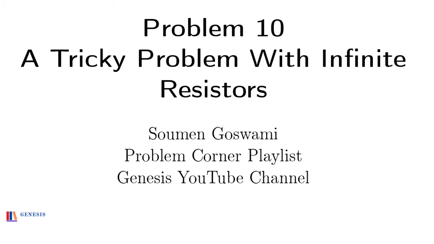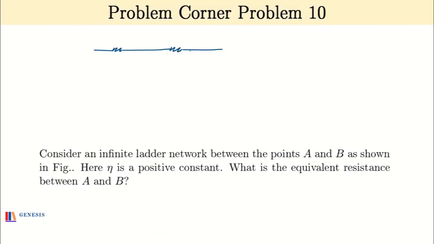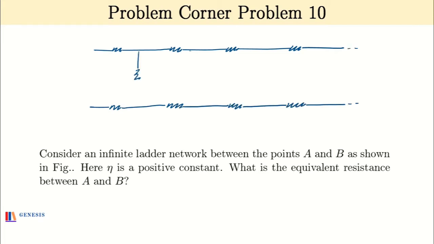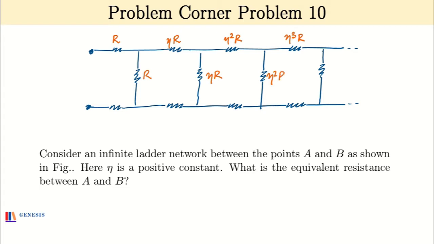Today's problem goes like this. Consider an infinite ladder network between the points A and B as shown in the figure. Here, eta is a positive constant. What is the equivalent resistance between A and B?